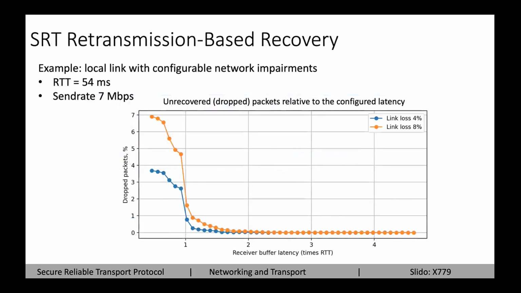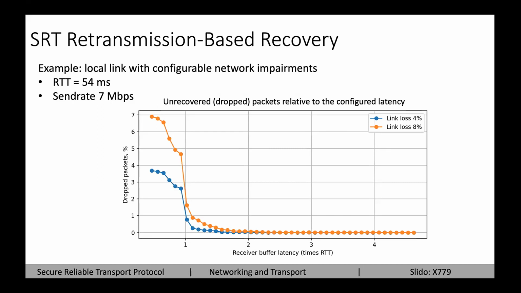This slide shows the efficiency of this retransmission-based recovery mechanism. This experiment was carried out on a custom network setup. RTT of the link was 54 milliseconds. SRT was used to stream at 7 megabits per second. The X-axis shows the value of the receive buffer latency configured relative to the RTT value of the link. So the value of 1 means buffering latency equal to 1 RTT or 54 milliseconds. Artificial network impairments were introduced, a packet loss ratio of 4% in one case and 8% in another case.